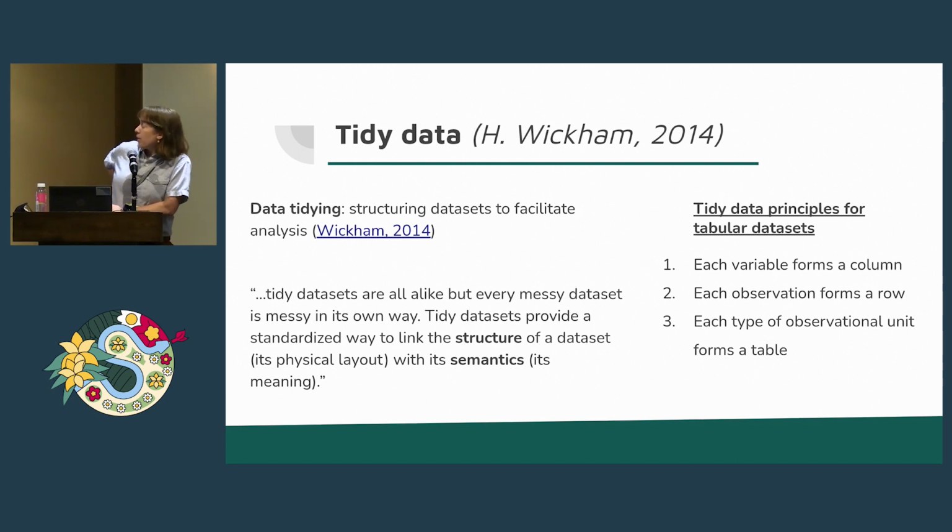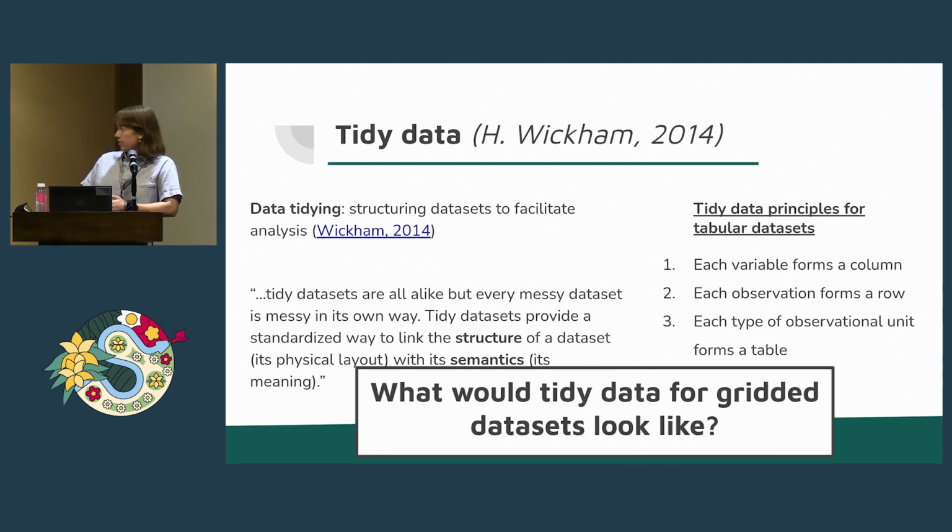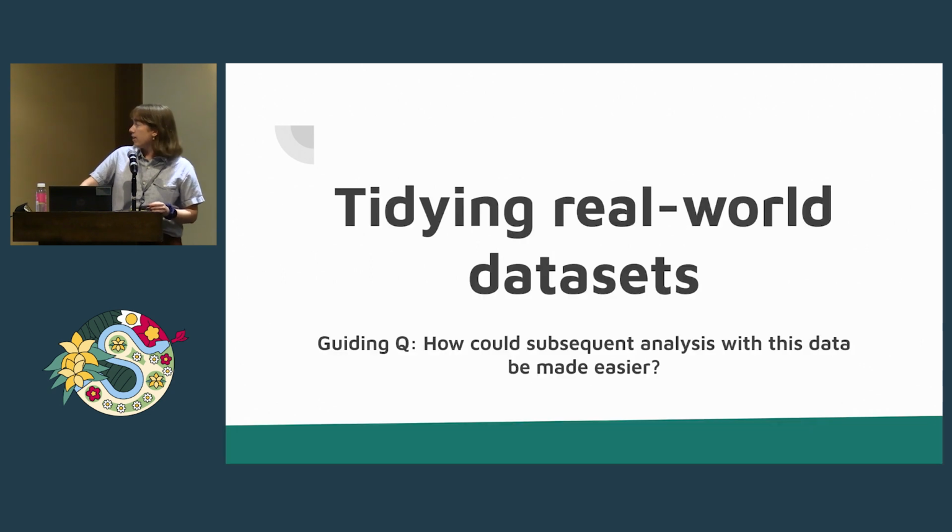For tabular data, there are three main principles of what a tidy dataset looks like, and those are that each variable forms a column, each observation forms a row, and each type of observational unit forms a table. So now what we'd really like to do is imagine what that could look like for array data, and currently specifically in a geospatial context.